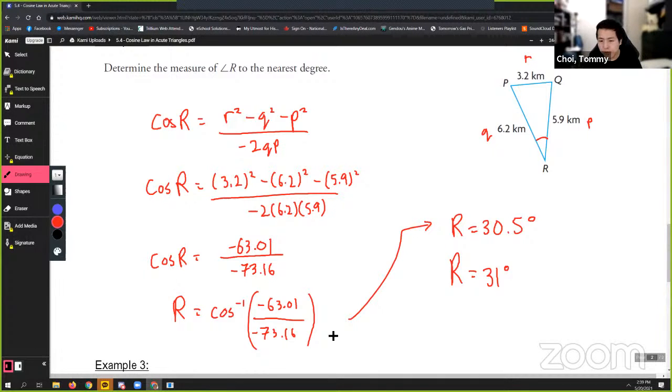Now, a situation I want you to understand here. Let's say I just said solve this triangle. Do I have to solve for R? No. I could solve for P. I could solve for Q. I could solve for any of these angles really using cosine law, right? If I really wanted to. So when you're given all three sides, you get to pick which angle you want to solve for.